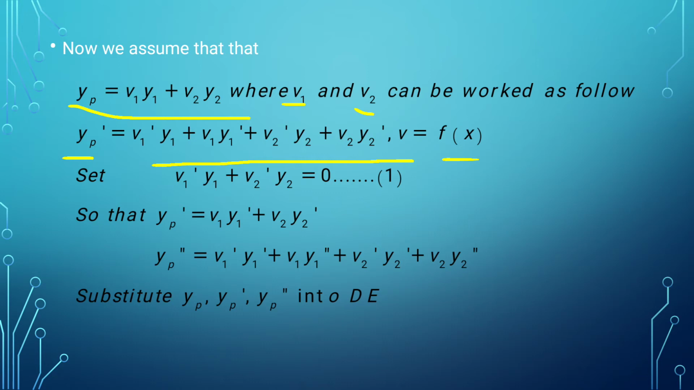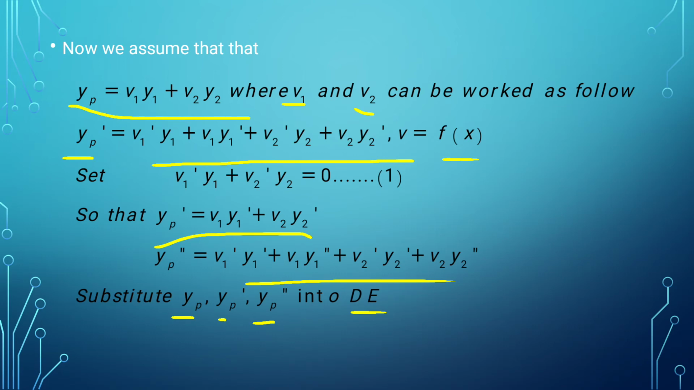If we set the first derivative of v1 times y1 plus the first derivative of v2 times y2 to be equal to 0, then the second derivative reduces to this. Then we get the second derivative of yp, again applying the product rule of derivative to expand this. Then we substitute yp, the first derivative of yp and the second derivative of yp into the differential equation.